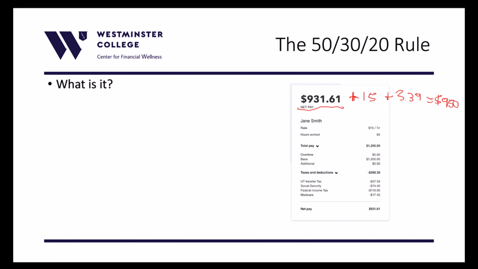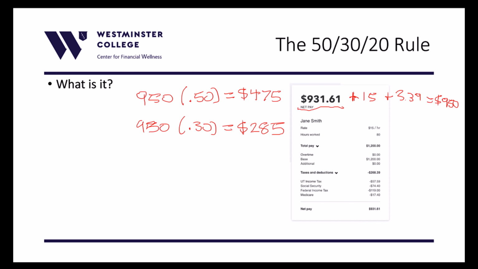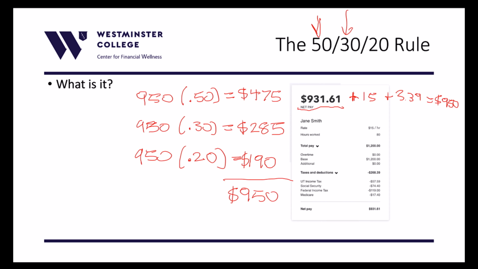So if we're following this 50-30-20 rule, this would suggest that of the $950 that Jane has to budget with, 50% of that, or 0.5, should go to her essentials, which in this case would be $475. Additionally, the 30%, or the wants, should be $285. And the savings portion, 0.2, should come out to $190. All of which add up to $950. No surprise there. However, we go through all of the different portions to this 50-30-20 rule.